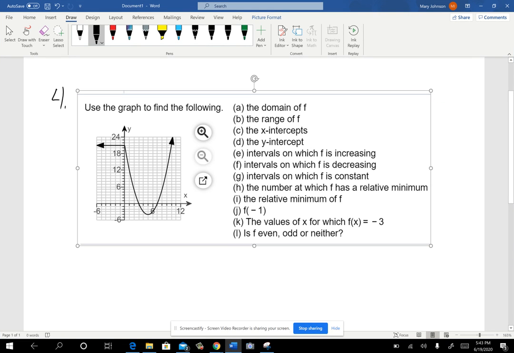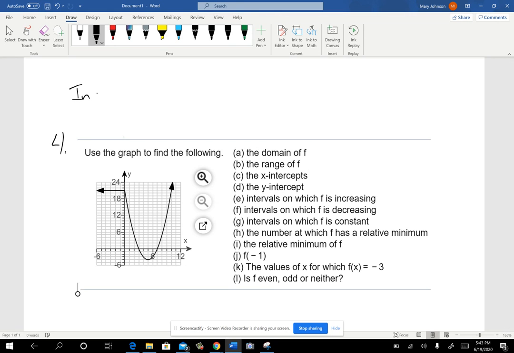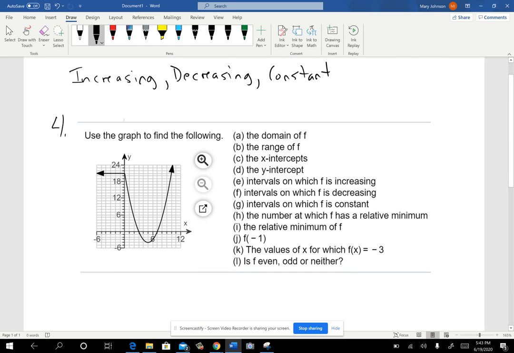In this video, I'm going to look at one example from the homework on increasing, decreasing, and constant. This is number 4, looking at where a function is increasing, where it is decreasing, and where it is constant. But this problem also includes questions about domain and range and intercepts, so I thought it was a good one to look at a lot of the topics that we've been talking about, okay?